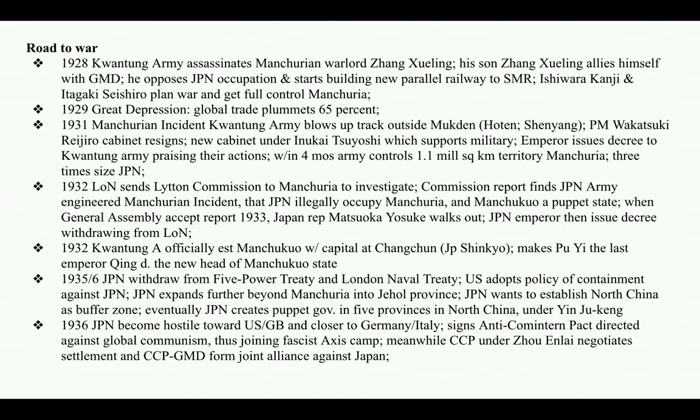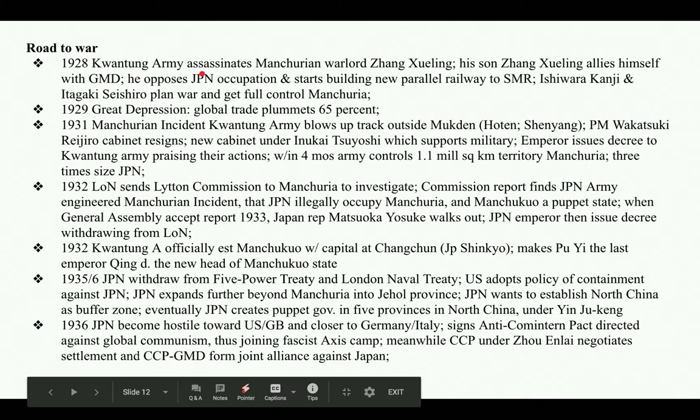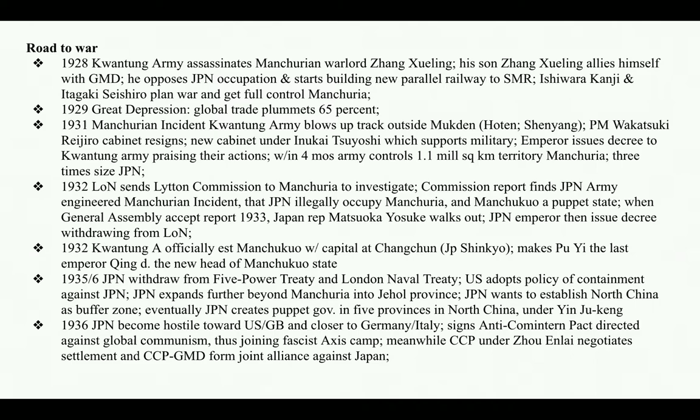And in China, Japan was absolutely determined to quash the nascent nationalist movement there and to maintain its spheres of influence at first, which then it gradually expands to the idea of just outright direct control and military domination. So in 1928, the Kwantung Army assassinated the Manchurian warlord Zhang Zuolin and his son.